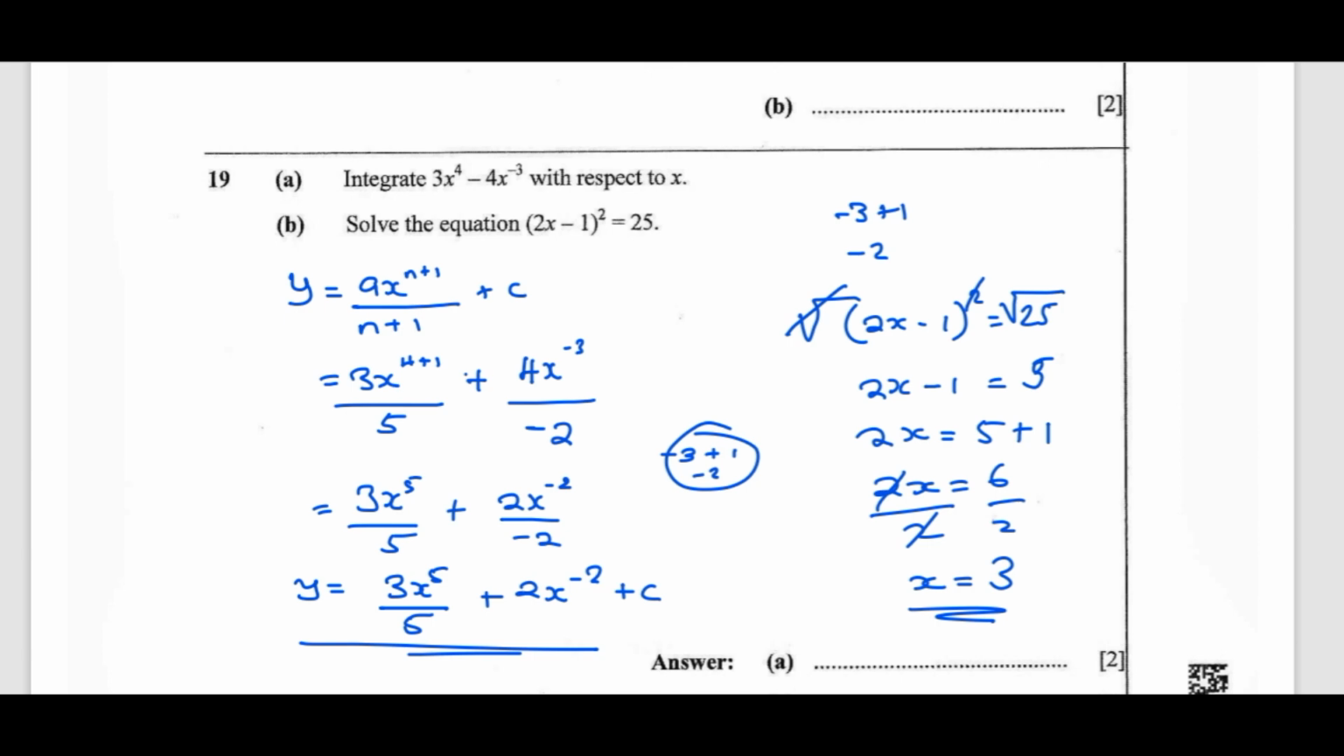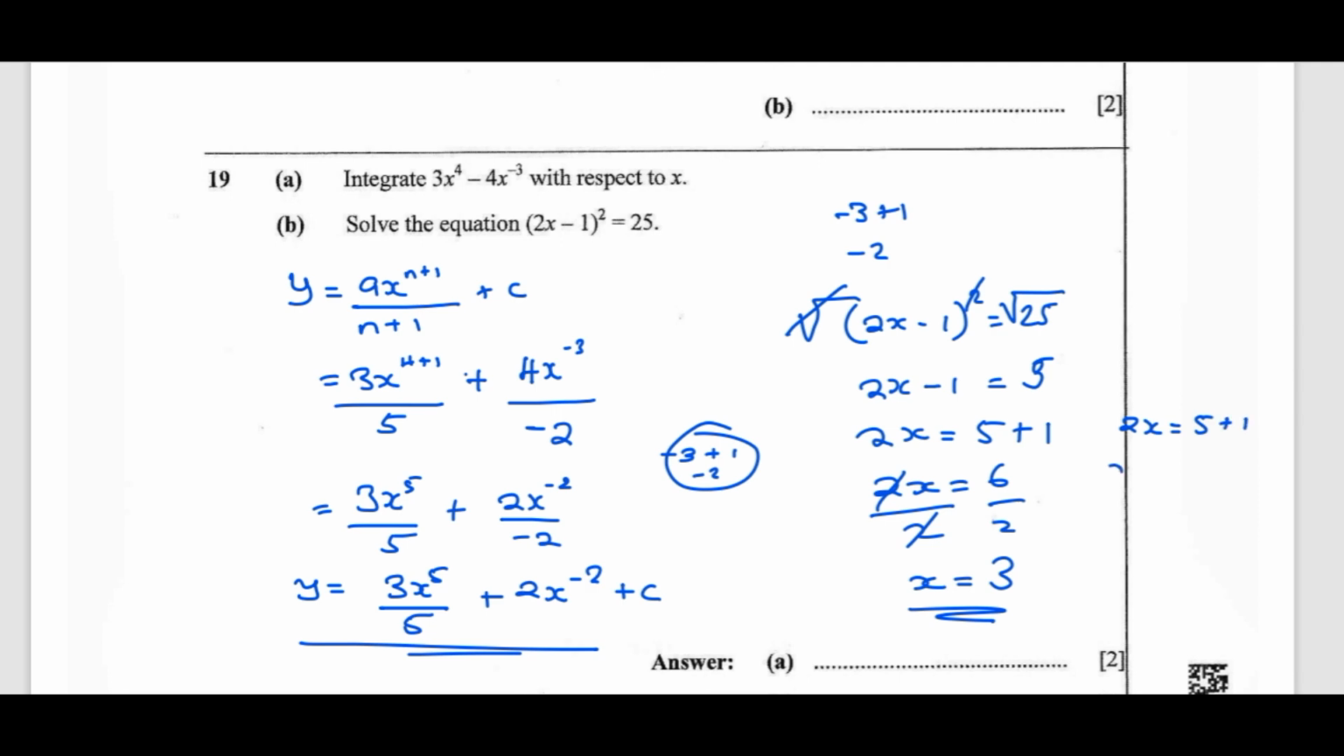Or you can say when you reach here, the answer will be positive or negative in this case, if we want to solve the equation. Because we don't know, we'd say 2x is equal to 5, we're copying this, plus 1.